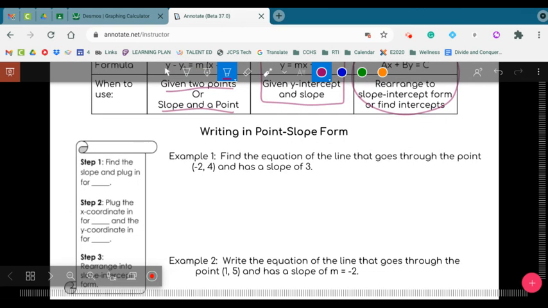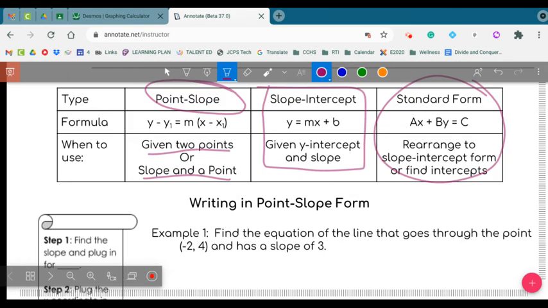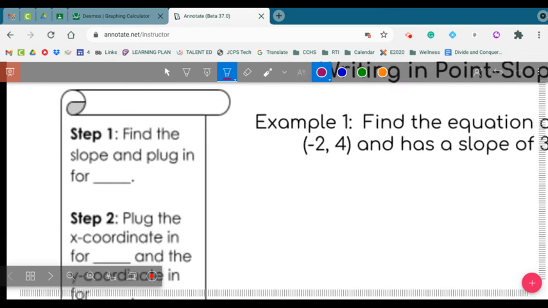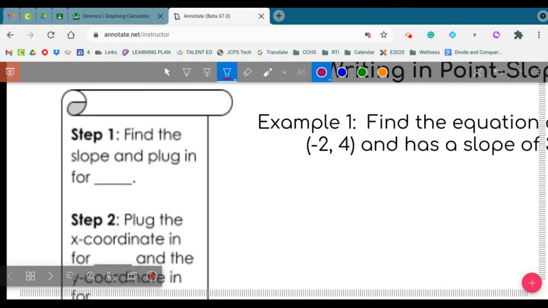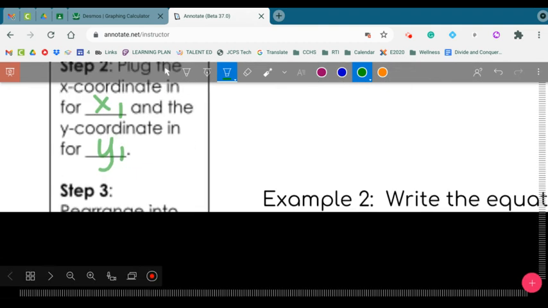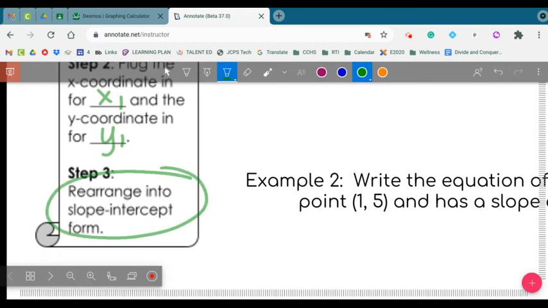So whenever we are writing in point-slope form, first of all, we have to remember the formula. That will be written on the board. Then you have to find the equation, put it in point-slope form, and get it into slope-intercept form. So our steps for this are: find the slope and plug it in for m. And then plug in the x coordinate for x1 and plug in the y coordinate for y1. So we won't plug anything in for x and y, we'll just plug in for x1 and y1. And then we rearrange it into slope-intercept form.